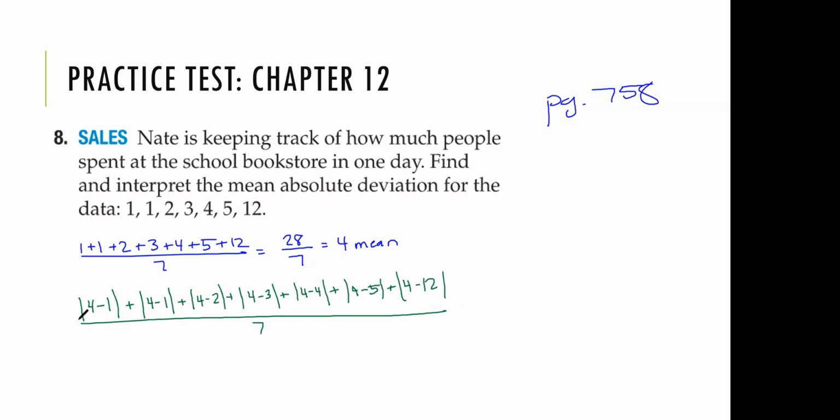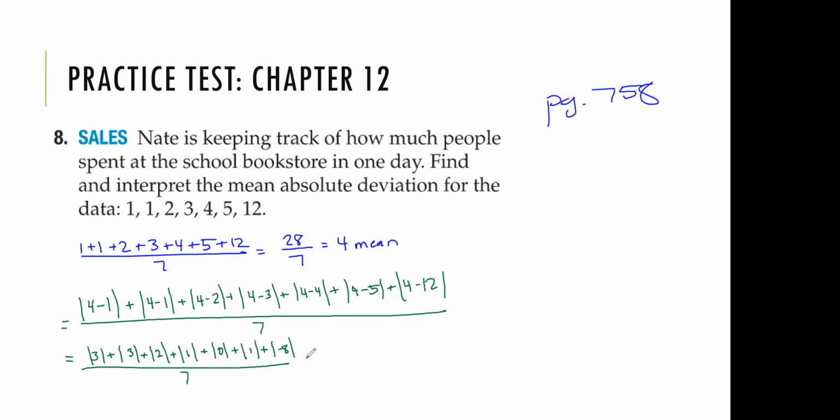So if we were to simplify this, 4 minus 1 is 3, so we're taking the absolute value of that. Again, 4 minus 1 is 3, 4 minus 2, 4 minus 3, 4 minus 4, 4 minus 5, which is negative 1, 4 minus 12, which is negative 8.